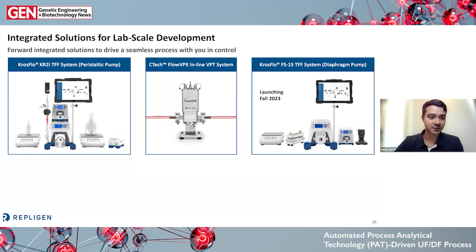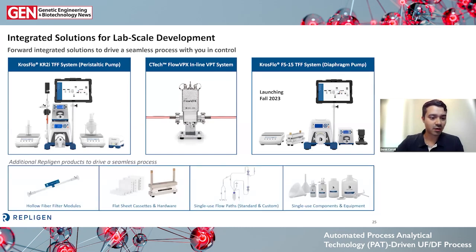And then the intention is to continue this journey through all of our larger scale systems and bringing it to all of our technologies that may benefit from this kind of inline process monitoring. We also have all of our additional Repligen products to drive a seamless process. So you can marry this together with our hollow fiber filter modules, flat sheet cassettes, our single-use flow paths, both standard and custom, and all the components, equipment, reservoirs that you may need for your process.